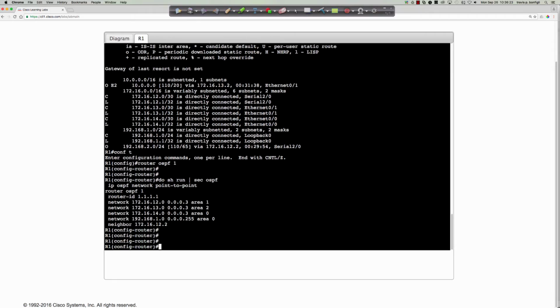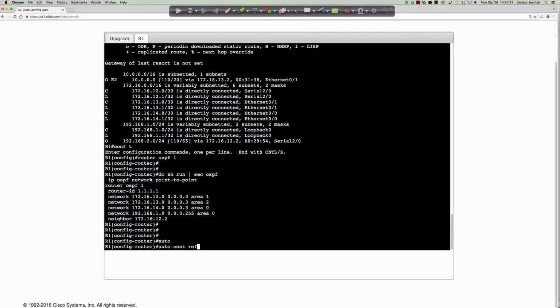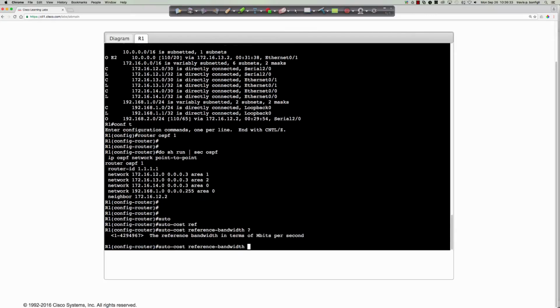So that's our OSPF section right now. Again, we've got that static neighbor statement. We have some network statements, and now what we're going to do is add this auto cost reference bandwidth statement. Now, if we do a question mark, you can see the reference bandwidth is in terms of megabits per second.